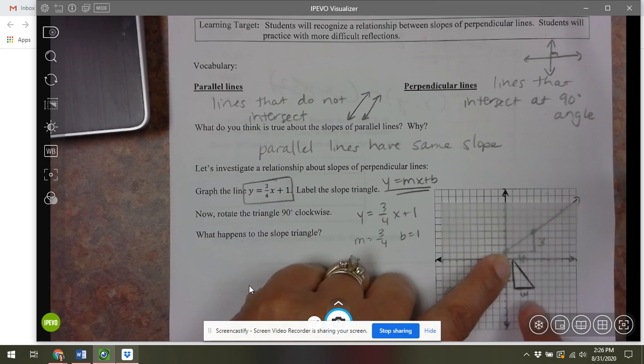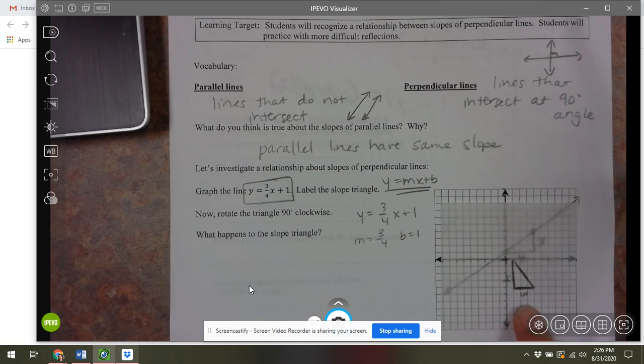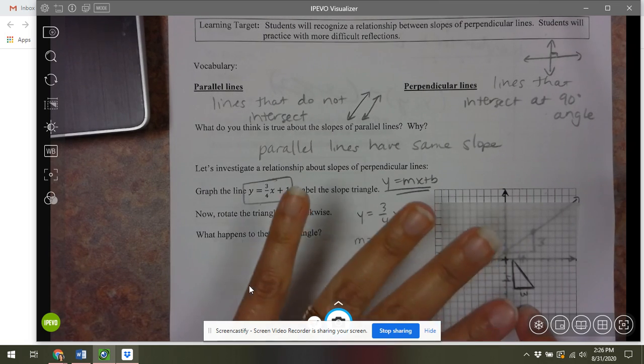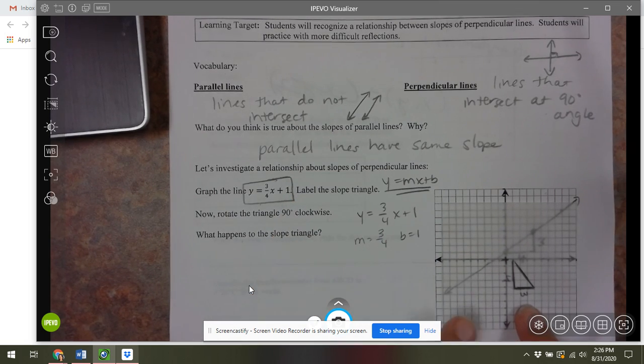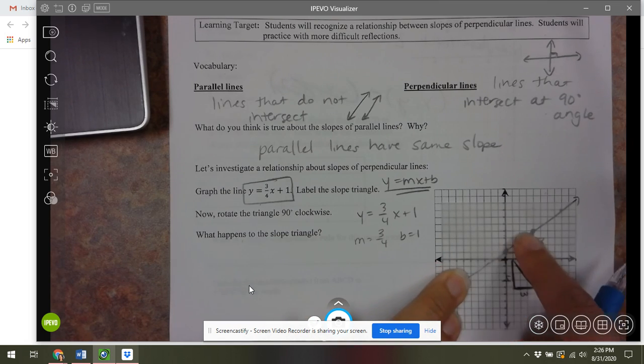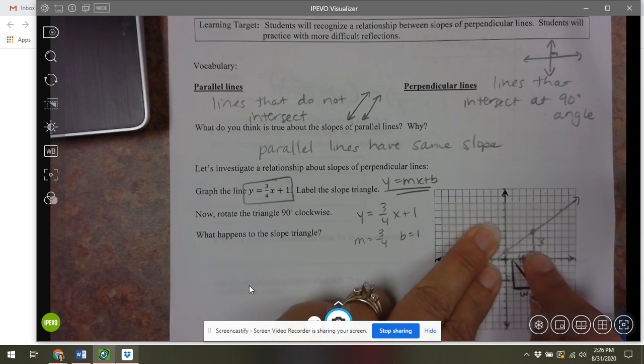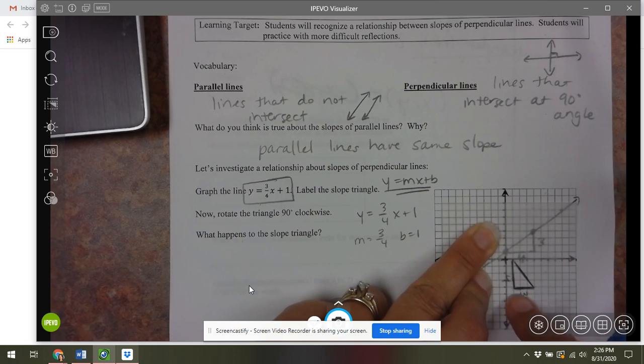And we'll practice rotations more in class. But right now, you don't need to know how to do this. You need to know in this lesson just how to look and see that this triangle moves to here. And I want you to look at what happens with the slope triangle. See how the rise was 3 and the run was 4? Now they've switched. And even more than that, doesn't it go down 4 instead of up?